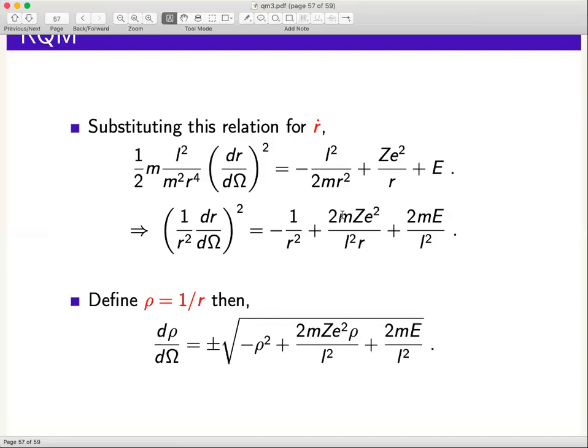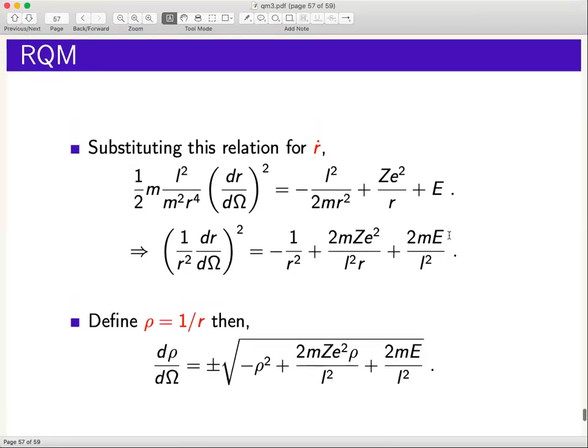The right hand side is of course untouched, whatever it was: minus L squared upon 2 m r squared plus z e squared by r plus E. You can massage it a bit. You find that m would cancel. You can multiply by 2m by L squared, and simplify this line to write it in this particular form: 1 over r squared dr by d omega squared, which should be equal to 1 over r squared, times this expression, where I just multiplied by 2m by L squared to the entire quantity.